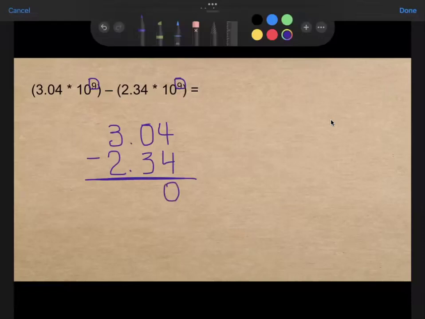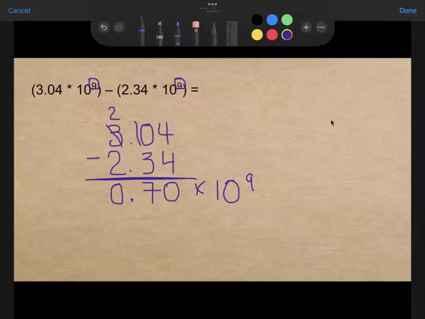I can't take 3 away from 0, so this becomes 2 and this becomes 10, making the 7, then the decimal, and 2 minus 2 is 0. Okay, so this would be 0.70 times 10 to the 9th. Now you may have noticed this is not proper scientific notation, right? Because if there's a 0 in the ones place, we need to move that decimal so that there is 7 in the ones place.